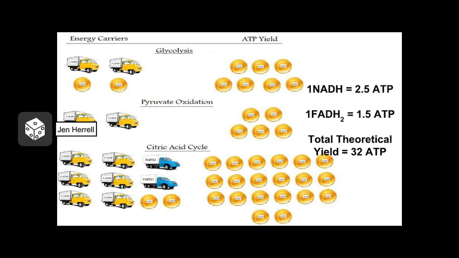This slide illustrates the theoretical yield of ATP that we can get at each step in the process. Each NADH has enough energy to make 2.5 ATPs, and each FADH2 has enough to make 1.5 ATPs. Also, in steps such as glycolysis, we have some ATP that's made, also in the citric acid cycle. So when you add all of that together, you end up with a total theoretical yield of 32 ATPs from this process.